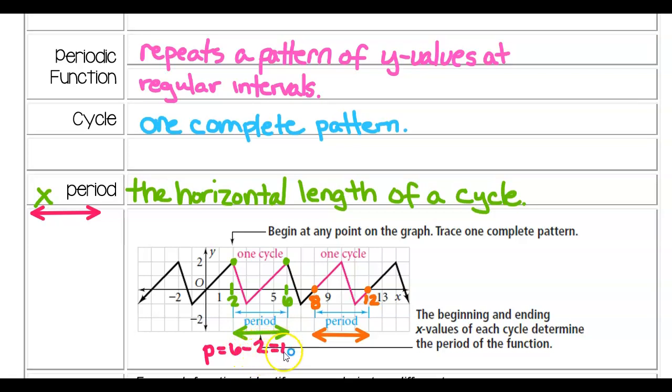be length 4. So what happens if I started my cycle here at 0 and then go up and down and back to 0 again? That's a complete cycle. I can see it will repeat again here, 0, up, down to a min, and back to a 0. So this cycle goes from 8 to 12. Again, if I do 12 minus 8, I'm still going to get a period of 4. It still has the same horizontal length.